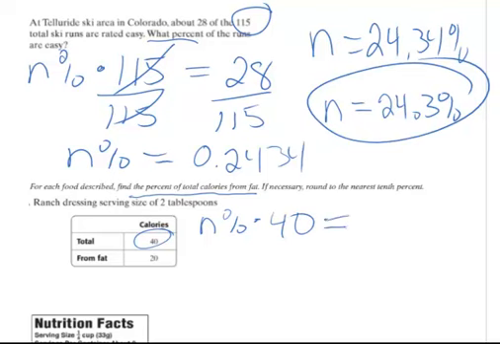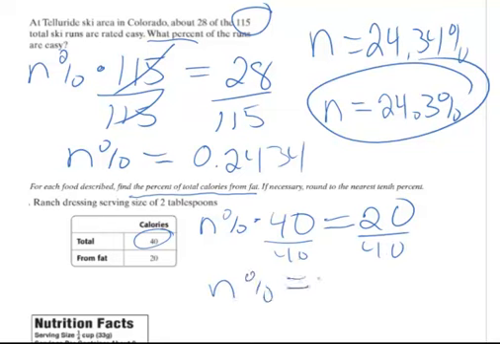We have 40 total calories, and 20 of them are coming from fat. So again, if I want to get my n by itself, I need to divide both sides by 40. So that gives me n percent equals, if you take your calculator, you should come up with 0.5. But if we change that to a percent, that should just give us 50%.